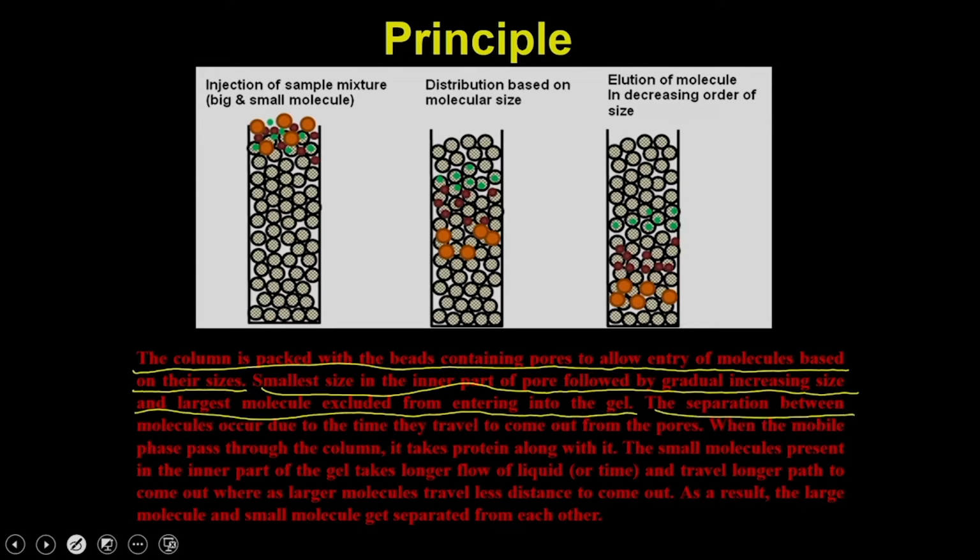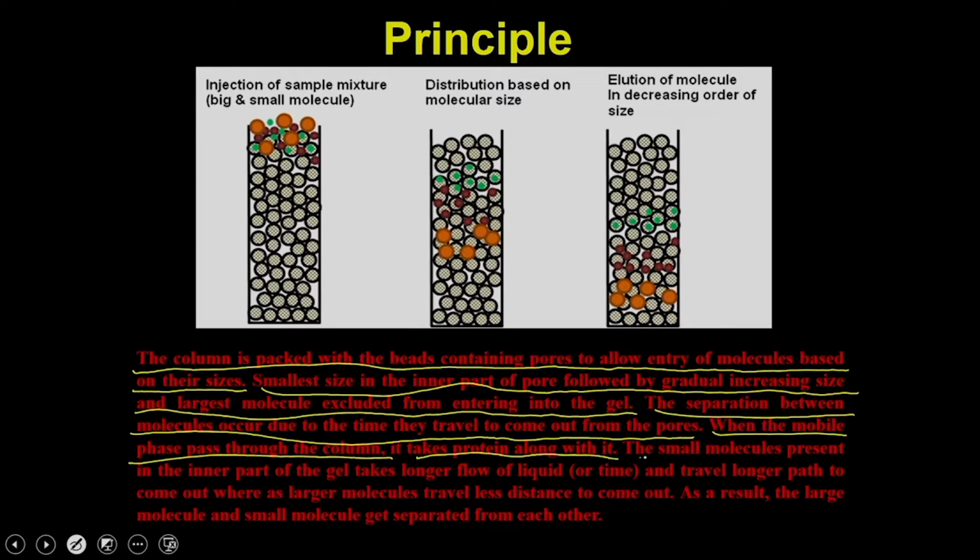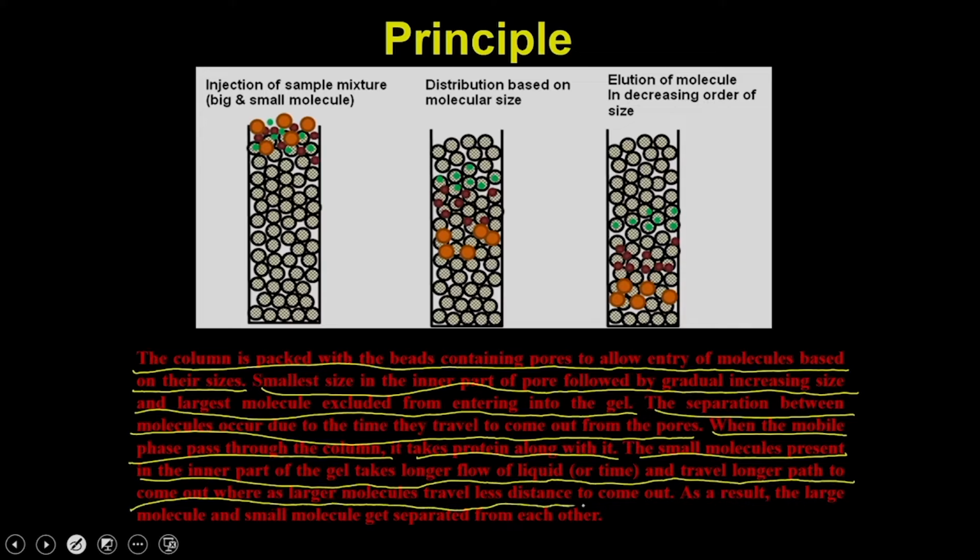The separation between the molecules occurs due to the time they take to travel and come out from the pores. When the mobile phase passes through the column, it takes protein along with it. The small molecules present in the inner part of the gel take a longer flow of liquid and travel a longer path to come out, whereas the larger molecules travel less distance to come out. As a result, the large molecules and the small molecules get separated from each other.